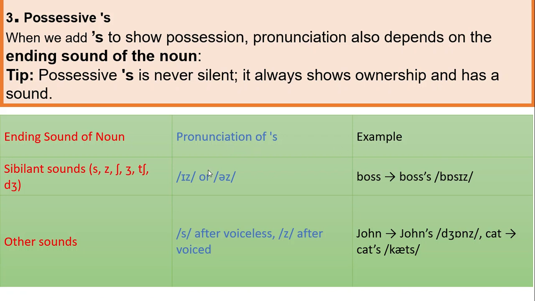Pronunciation of s. For example, with sibilant sounds, its pronunciation is sometimes iz. For example, boss, the boss's. For other sounds, it means s after voiceless and z after voiced. For example, John's, Jones's, cat, cat's.